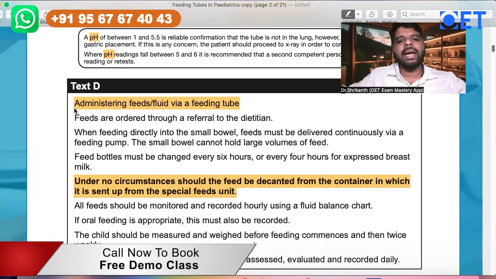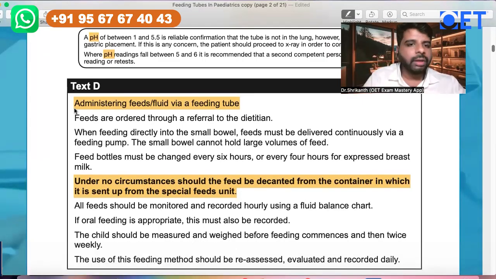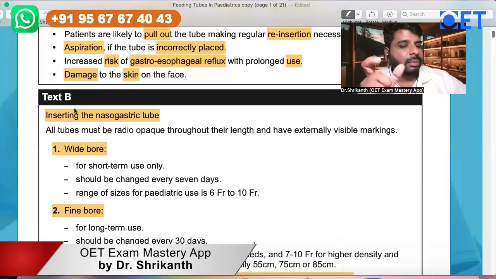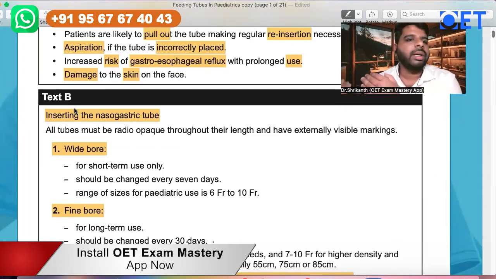That is, everything has been done. Okay, we have inserted the feeding tube. Now you're giving food to the patient. So it is going to be in text B, because text B is about inserting. When we're inserting, the number one thing is that the medical staff must calculate how much length is required. So immediately you will be coming to text B.